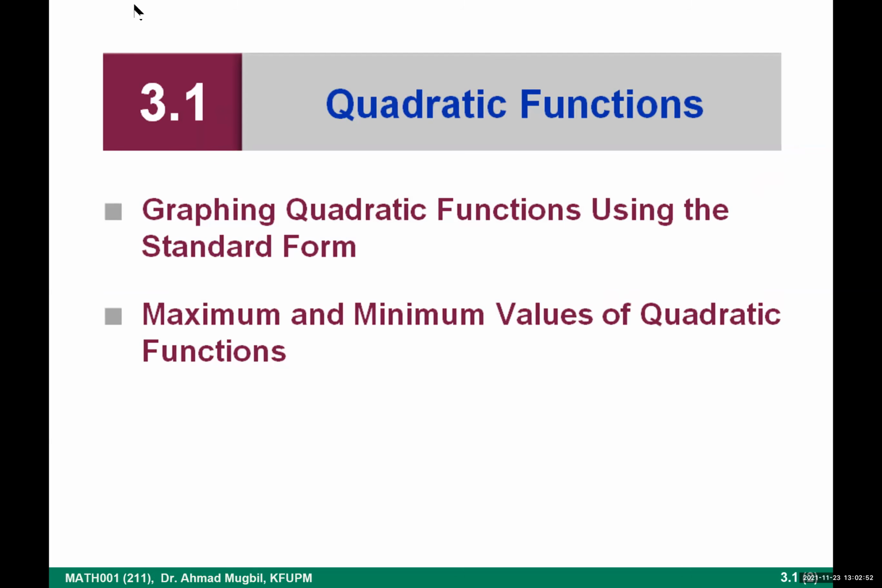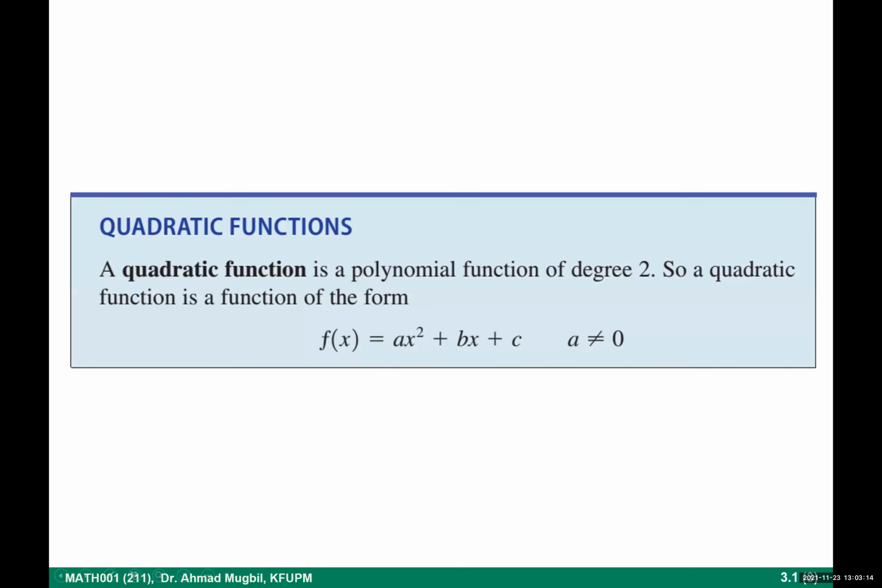So it is about quadratic functions. You know what quadratic means, and you know what function means. So this is a quadratic function. We will see together how to sketch the graph of such functions and how to find the maximum and the minimum values. First of all, you should know that the quadratic function is a polynomial of degree 2. The general form of such function is this.